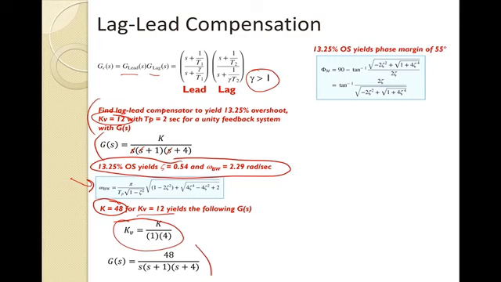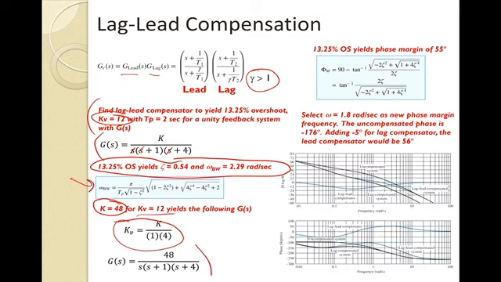We can now find our phase margin based on that overshoot from that equation, a phase margin of about 55 degrees. Based on this plot, G of S is our uncompensated system in black, for both the magnitude and phase. What we're going to do is select just under 2 radians per second as the new phase margin frequency.